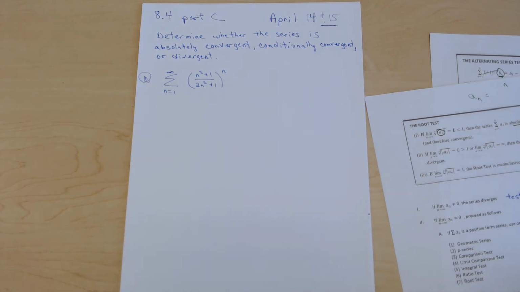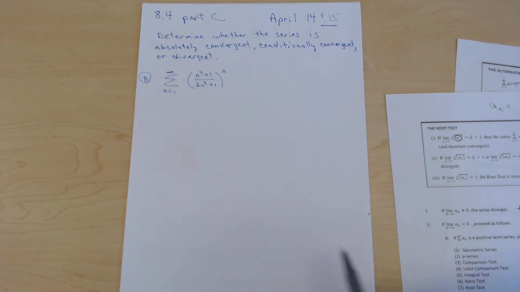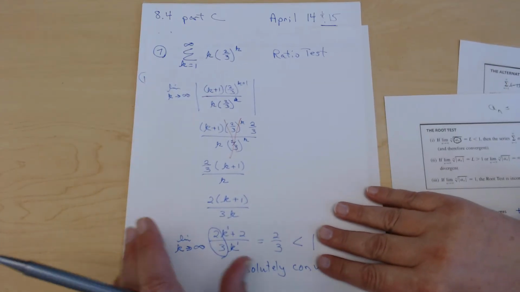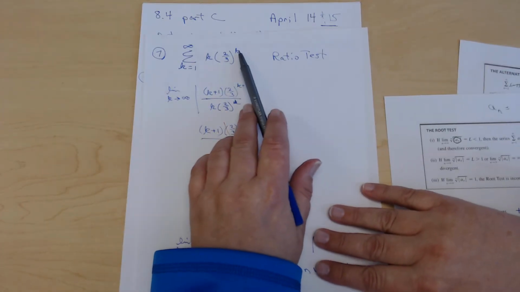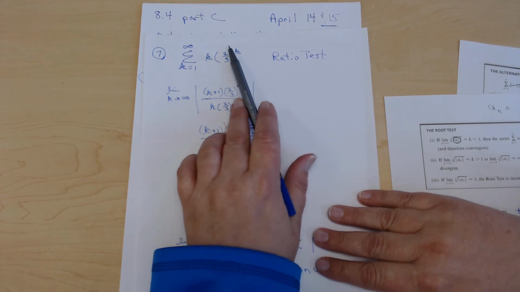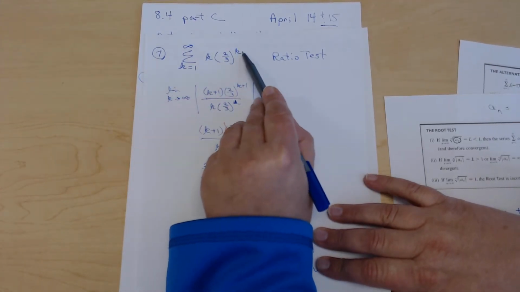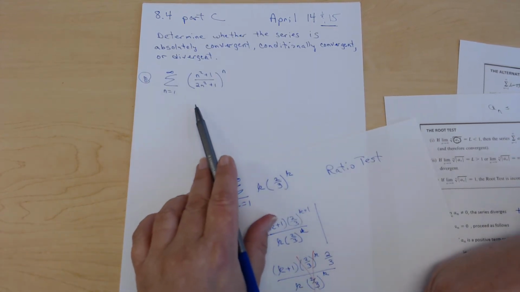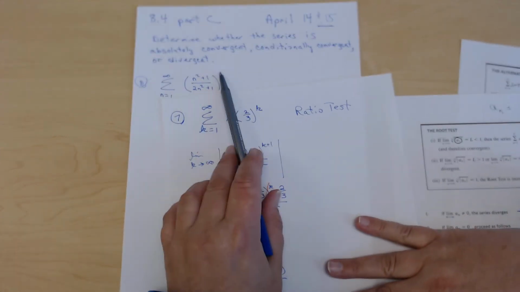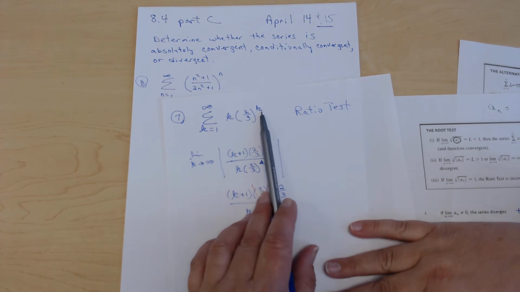Notice, I wanted to show you this one, problem 7. It's close, but it's not the whole thing. If this was the whole thing to the k power, then we'd be doing what we're doing in problem 10. So just because there's an exponent doesn't mean we're going to do this method.